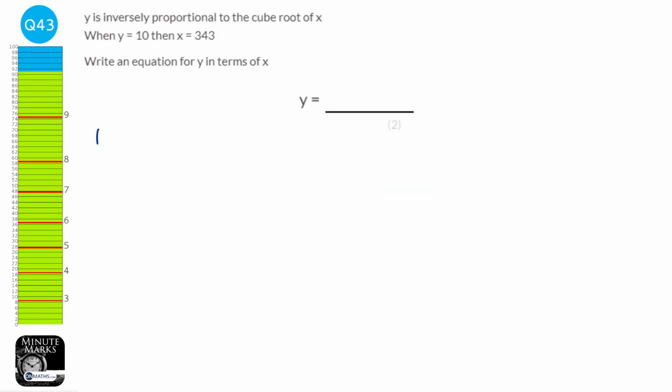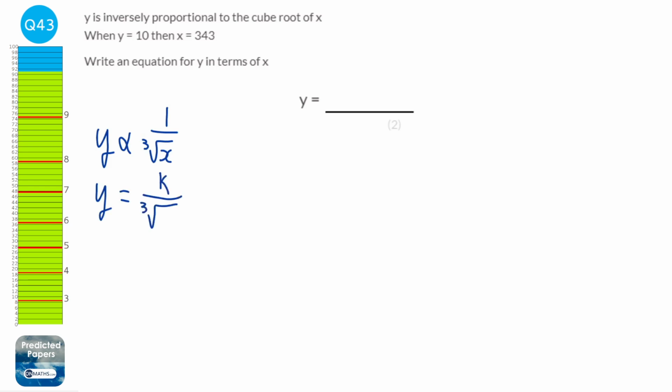So we're told that y is inversely proportional to the cube root of x. To get rid of the proportionality sign, we convert it to an equals and multiply the right hand side by k, which represents a constant. We now need to figure out what that constant is, so we feed in the values of y and x given in the question. So we've got 10 equals k over the cube root of 343.